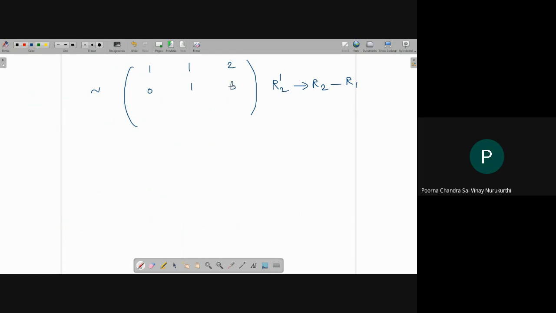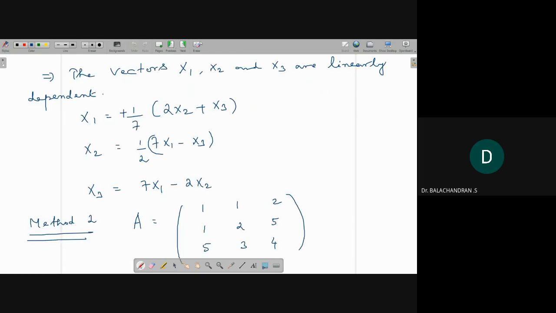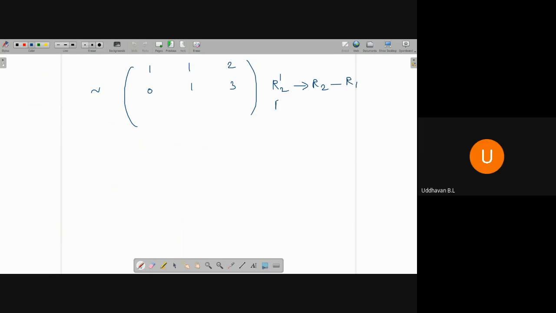Next, please tell, what is the next operation? R3 dash is R3 minus 5R1. So please tell the elements. 0, minus 2, minus 6. Thank you.